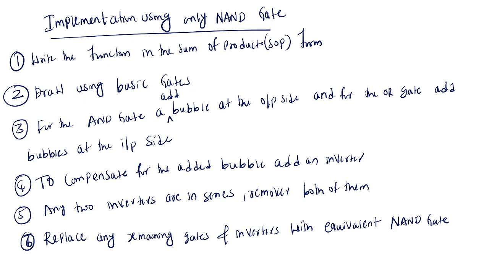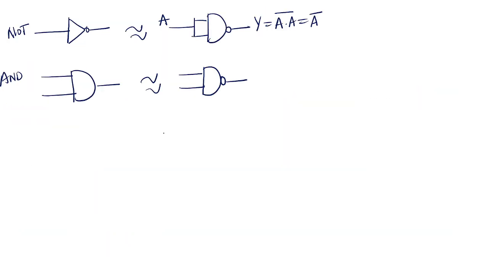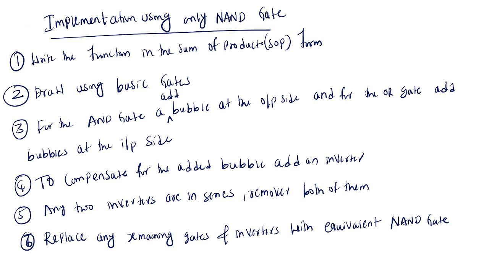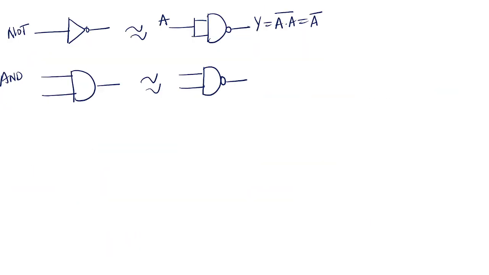Wherever the AND gate is there, see here. For an AND gate, you need to add the bubble at the output side. For an OR gate, you need to add the bubble at the input side. So that means here you have added the bubble at the output side. Next, wherever you added the bubble, to compensate the added bubble, you need to add an inverter.